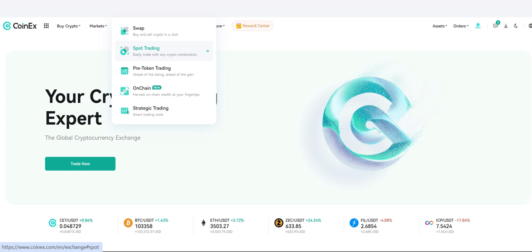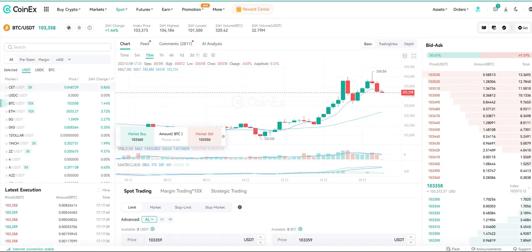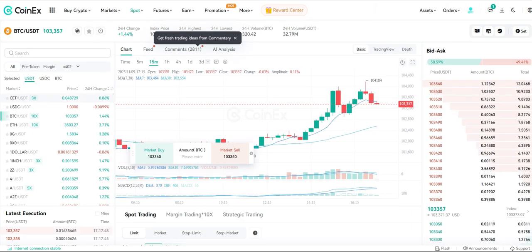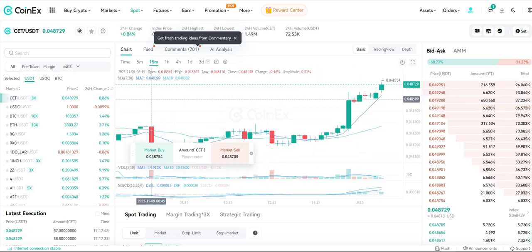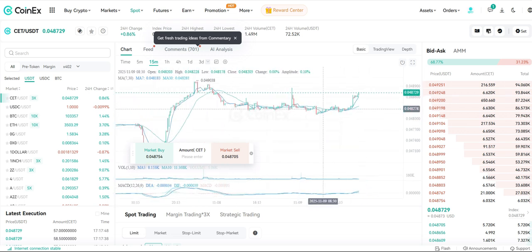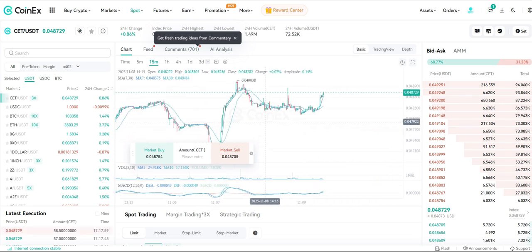Now, one other thing I wanted to talk about is in relation to the CET token, which is the native token of the exchange. So here, if we look on the left-hand side, we can see that we've got the CET USDT pair. So this is basically the native token. It's currently worth 4.8 cents. As you can see, it's going up right now. And this is on the 15-minute chart after a big dump that it suffered here, unfortunately, to 4.7 cents.